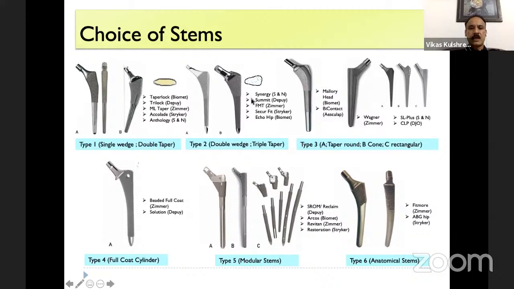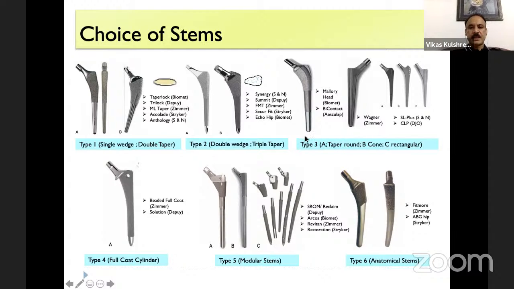In our market, most of them have been withdrawn as these wedges have come in, the blade stems. Synergy is the only design left, and it is a useful stem in certain situations, which we will see. Summit has been withdrawn. The Secur-Fit has gone. Stryker has removed it. FMT, the last few are left and gradually being withdrawn for our country. EcoHip was really not popular. So the only stem left in this double wedge triple taper design is Synergy in the market still, because they have not launched their Anthology.